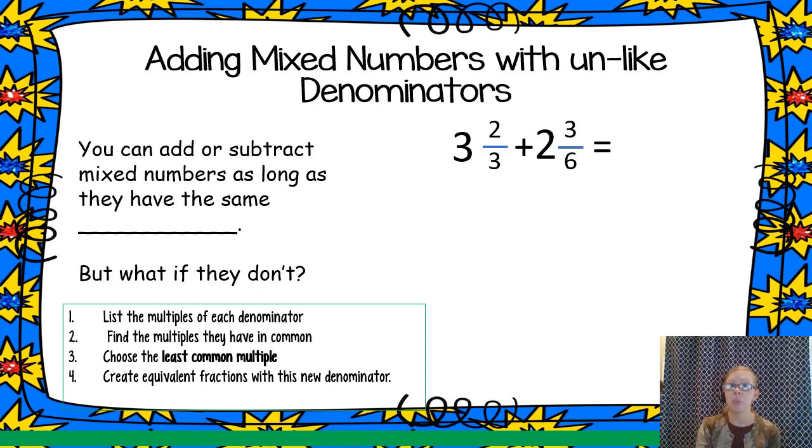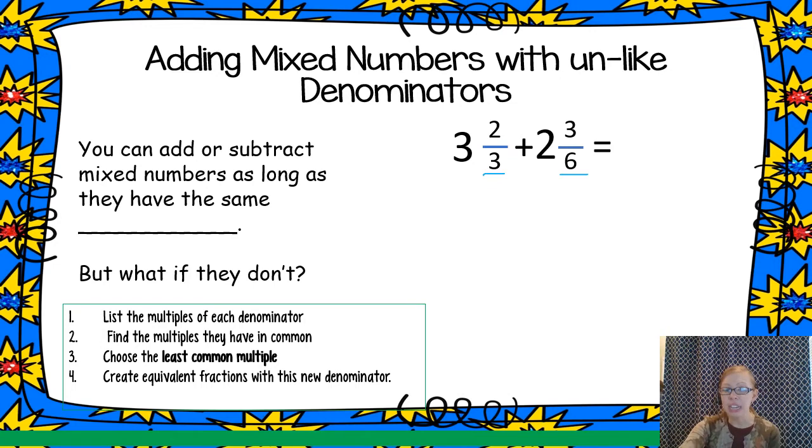So what happens if we don't have common denominators? Anytime we see mixed numbers with unlike denominators, just like we did with our regular fractions, we have to start by finding common denominators. We do that by finding the least common multiple. So we look at our denominators here, 6 and 3. We do some skip counting, 3, 6, 9, 12, 15, 18. Both of those lists had 6 in them, so 6 is going to be our common denominator.